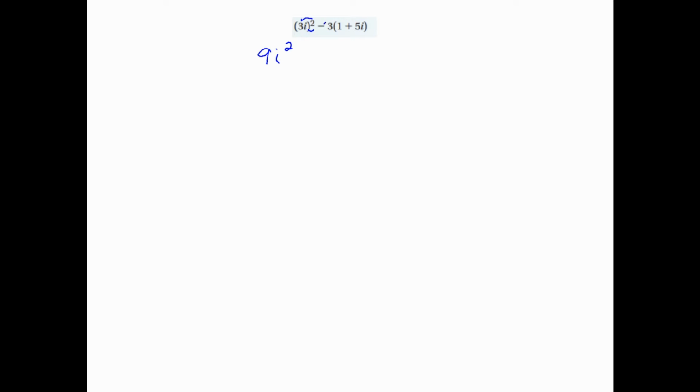And now this minus 3, we're going to distribute everywhere. So negative 3 times 1, that's going to say minus 3. Negative 3 times 5i, that's going to say minus 15i. Now i squared, that's going to be negative 1. So I'm going to put that in. 9 times negative 1 minus 3 minus 15i. Well, 9 times negative 1 is negative 9.